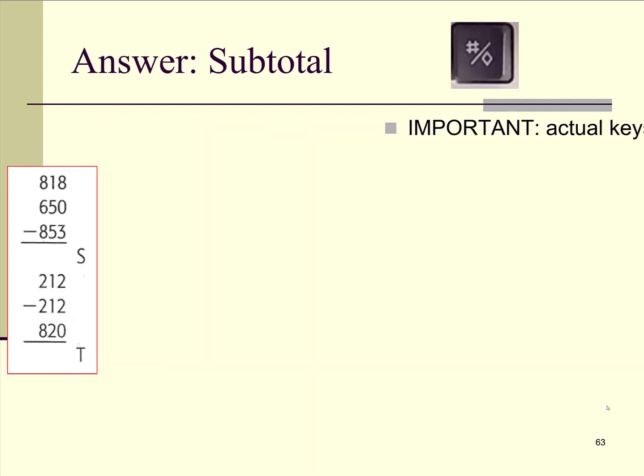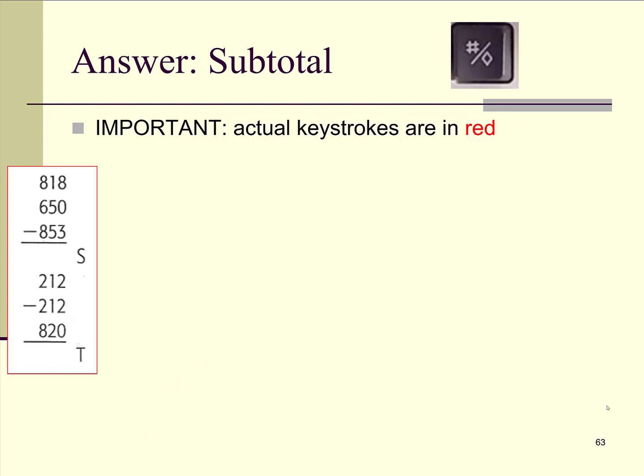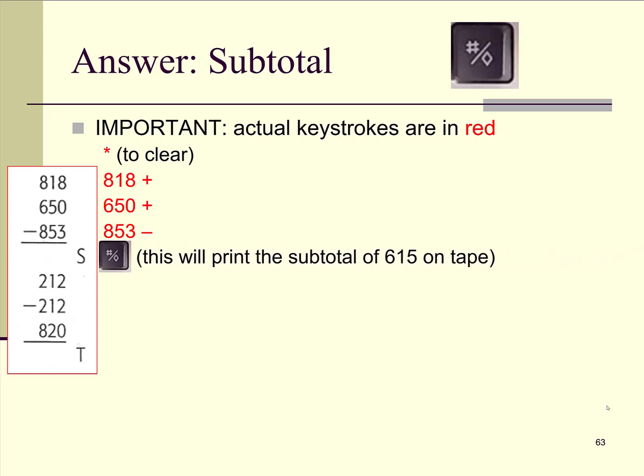So here's how we're going to do this problem. Because it's addition and subtraction, you always hit asterisk first to clear. Then we're going to add and subtract the first 3 numbers like normal, 818 plus, 650 plus, 853 minus. Now remember, the S means we want the subtotal. So to print the subtotal on our tape, you press the subtotal key, which looks like that. And then we keep continuing on as normal. 212 plus, 212 minus, and then finally 820 plus.